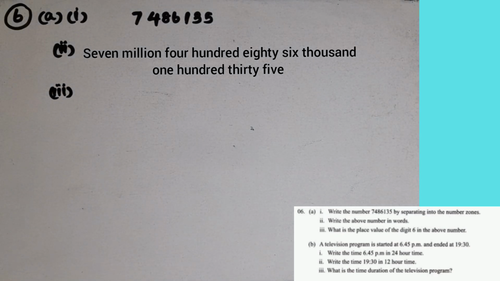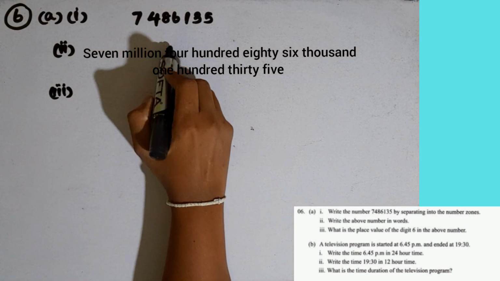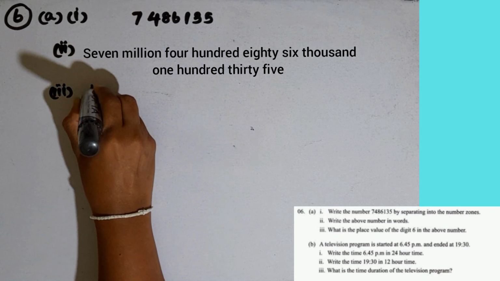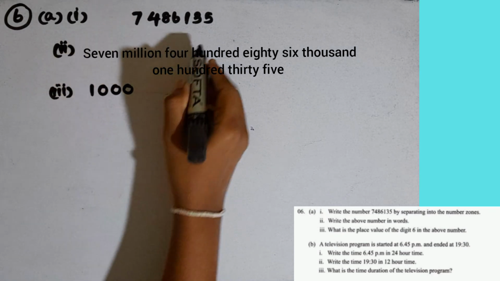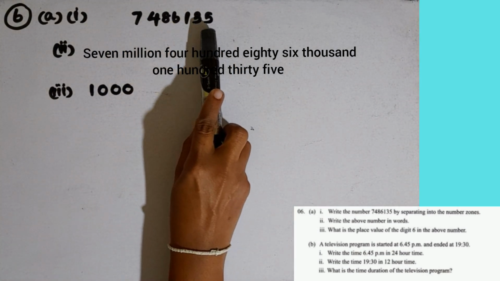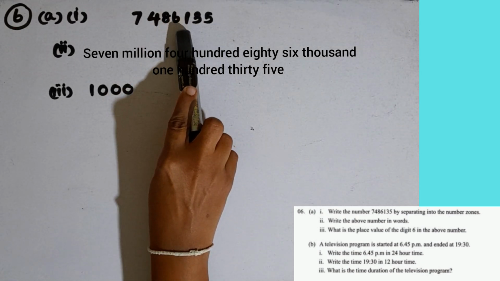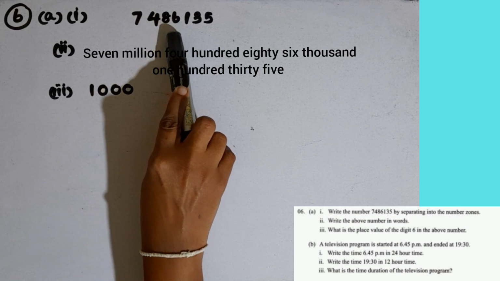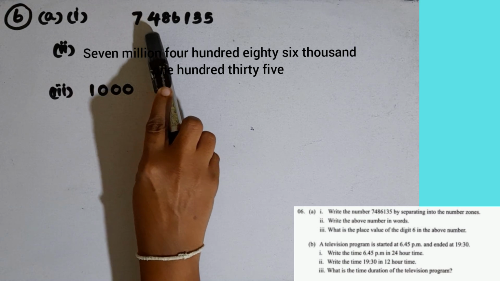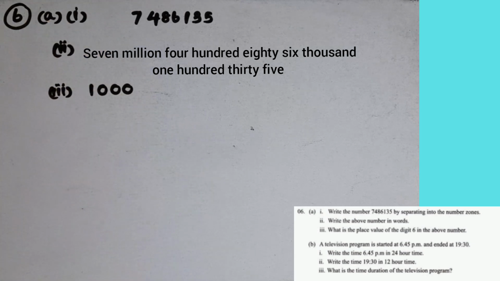Then part 3. What is the place value of the digit 6 in the above number? When we consider the digit 6, this is the thousands place. The place value of this digit is 1000. This is the ones place, the place value is 1. Then tens place, the place value is 10. This is the hundreds place, value 100. Then thousands place 1000, 10,000s place 10,000, 100,000s place 100,000. Then millions place 1 million.